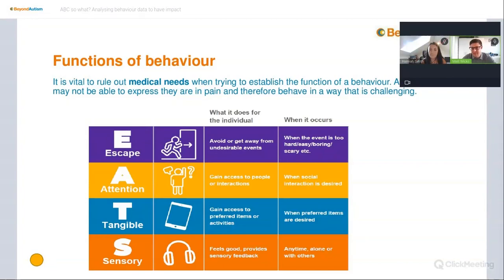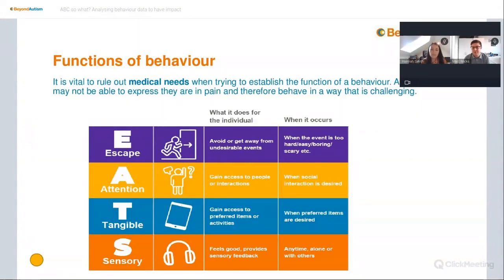If that's ruled out, then we start to look at what the function could be. There are 4 functions of behaviour. We start at the top with escape. What that does for the individual is it means they can avoid or get away from an undesirable event. That occurs if the event is too hard, too easy, too boring, or scary.